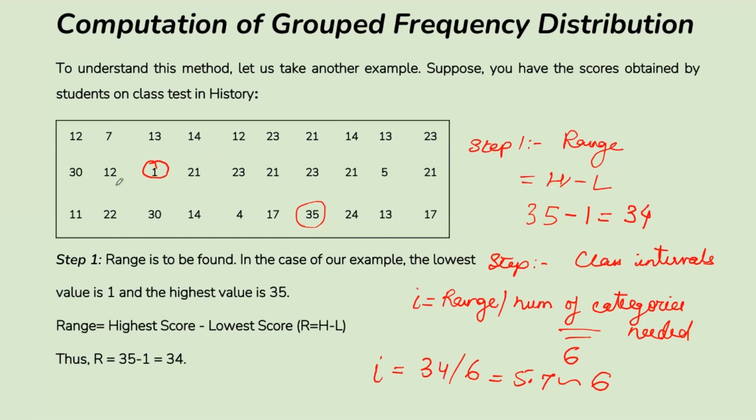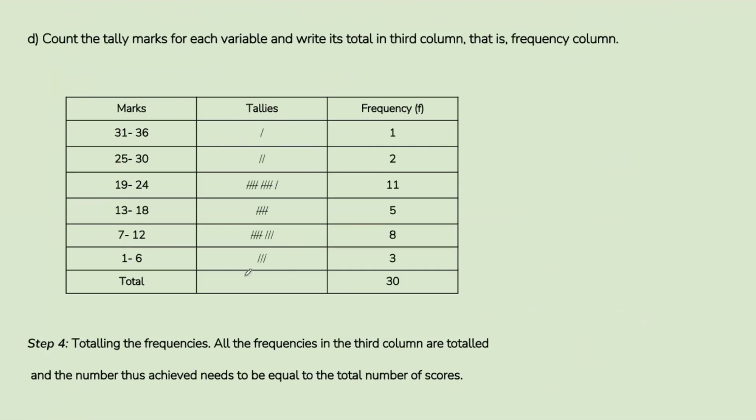So there are 2 30s. So there, yeah, so it will be 2. Okay, so 25 to 30, it will be 2. No number is falling between 25 to 30 here. Okay, so it will be 2. So the frequency corresponding to that will be 2.